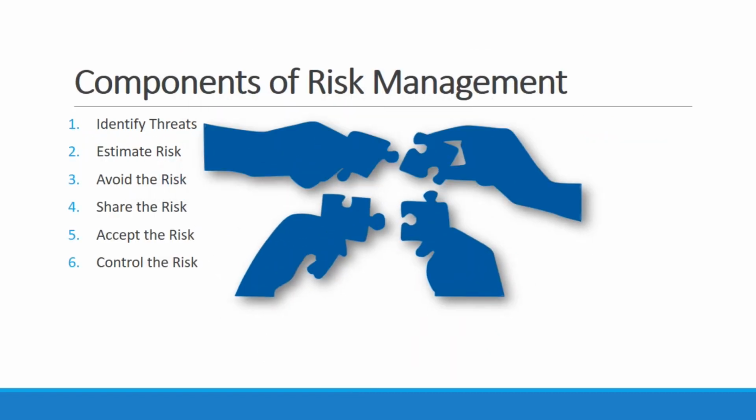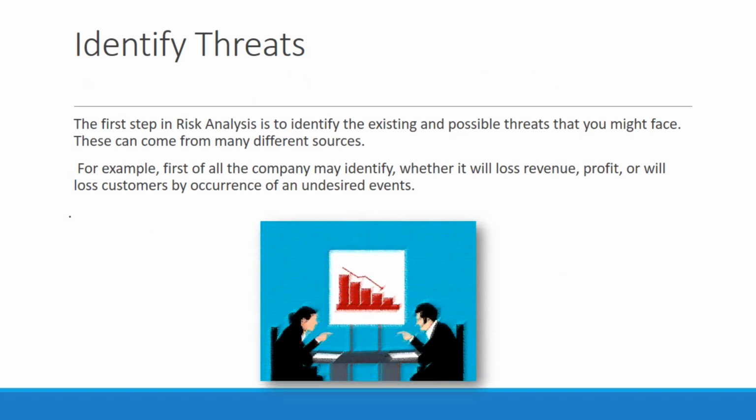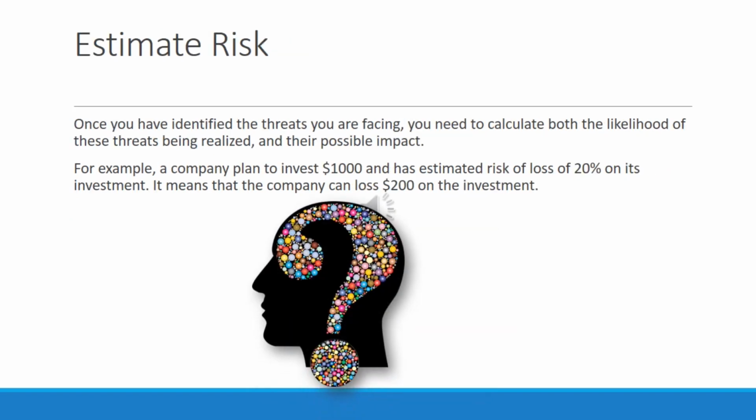Now we will learn about the components of risk management, that is, how the process of risk management starts and how it ends. The first step is to identify threats, then to mathematically or qualitatively estimate risk, then measures to avoid the risk, or whether we can share the risk, should the company accept the risk, and finally how to control the risk. The first step in risk analysis is to identify the existing and possible threats that you might face. These can come from many different sources. For example, first of all, the company may identify whether it will lose revenue, profit, or customers by the occurrence of an undesired event.